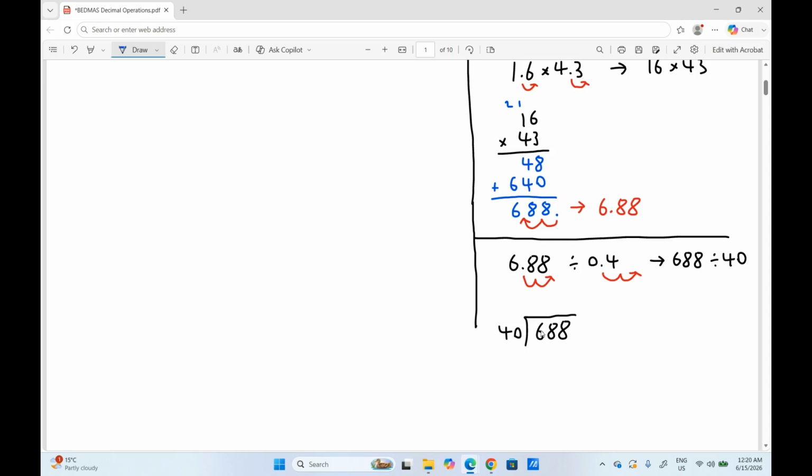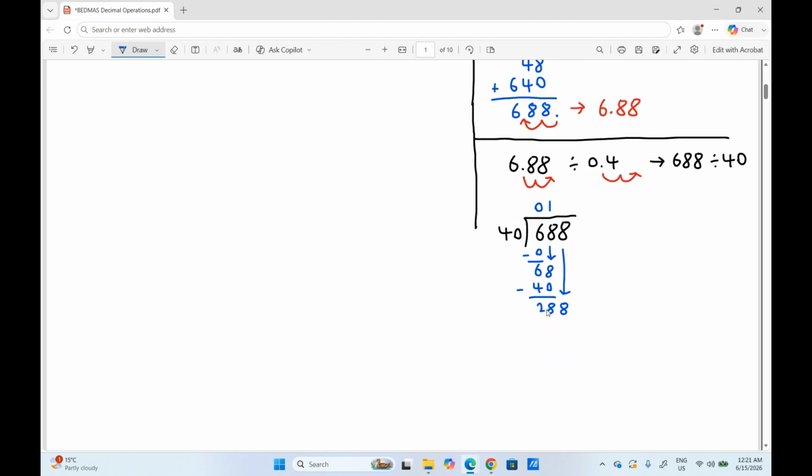So 40 goes into 6 0 times. So now I have a remainder of 6. Carry down the 8, that's 68. 40 goes into 68 exactly one time, because 40 times 1 is 40. Now I subtract that, I get a remainder of 28. Now carry down the 8, that's 288. For 288, 40 goes into it 7 times because 40 times 7 is 280. I subtract that, I get a remainder of 8.